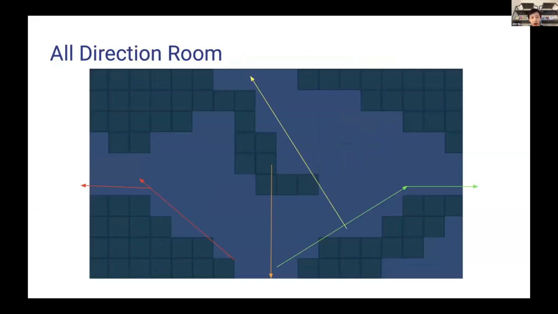But then this is another type, the all-direction rooms, where you can go all 4 ways within the room. So this is just a visualization of that, because it does tend to get a little harder to visualize. So now we talk about traversability, which I think is the most important.